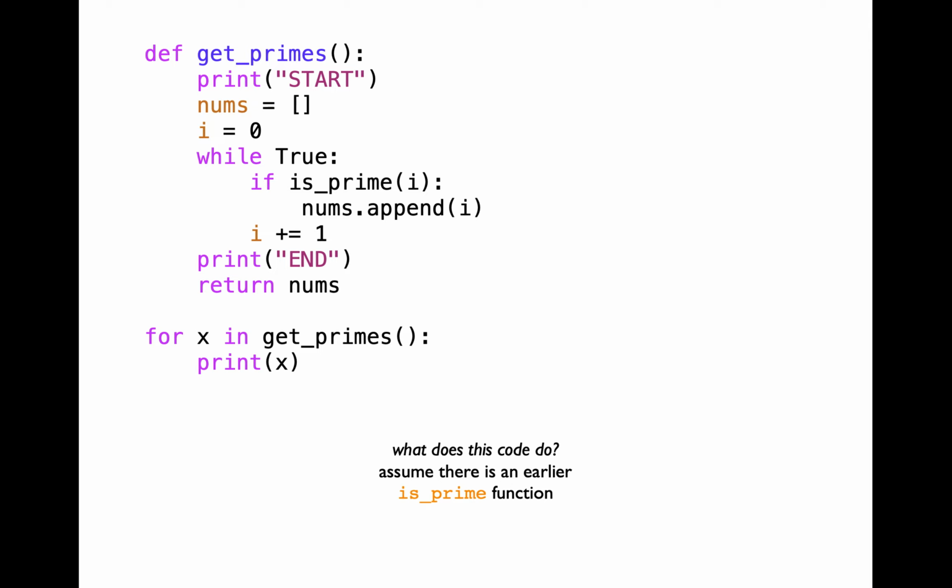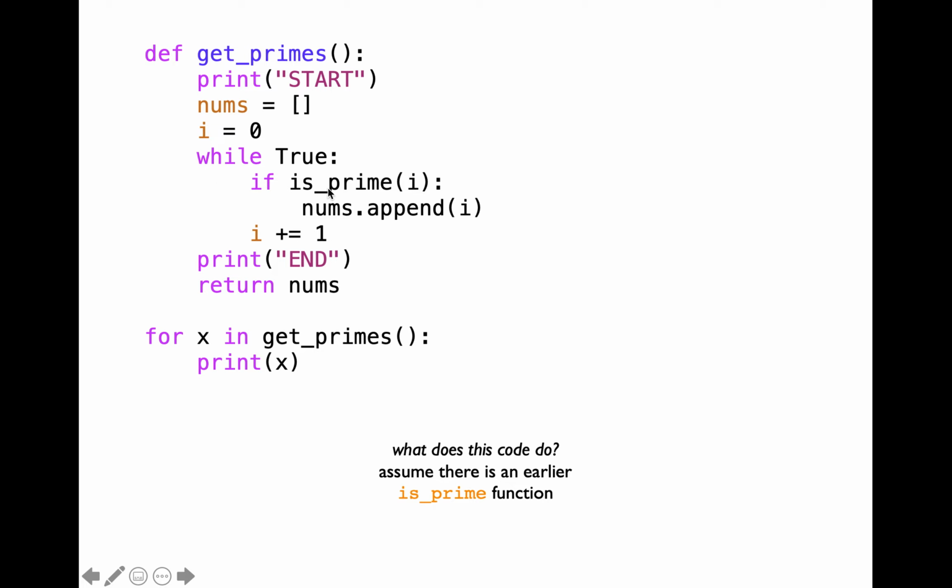If your answer to this question is that this particular snippet of code will run into an infinite loop, then you had the correct answer. We have a similar structure as in the last example. We are calling the function as part of the for loop statement. What are we doing inside the function? We are printing start, and then we are initializing an empty list called nums.